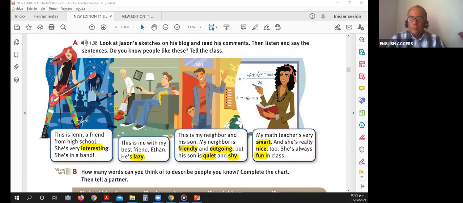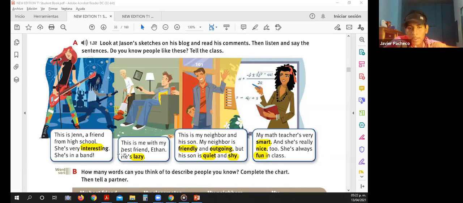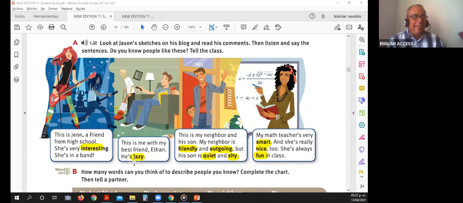Number two, this is me with my best friend, Ethan. Repeat after me. He is lazy. What does lazy mean? Exactly, flojo, perezoso, lazy. Do you know people that are lazy? Question, more personal question. Are you lazy? Sometimes?